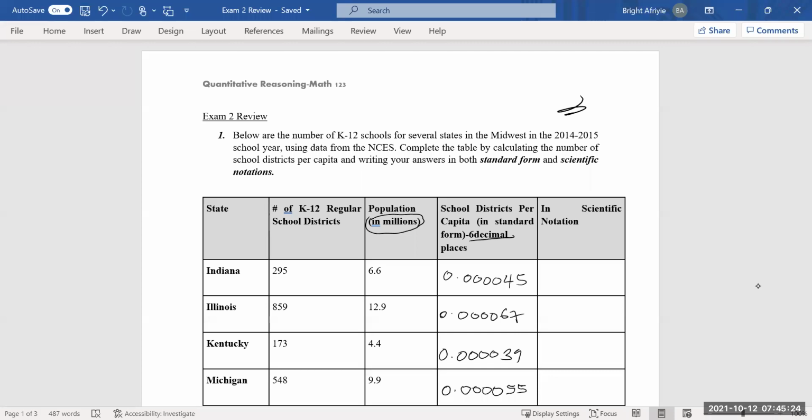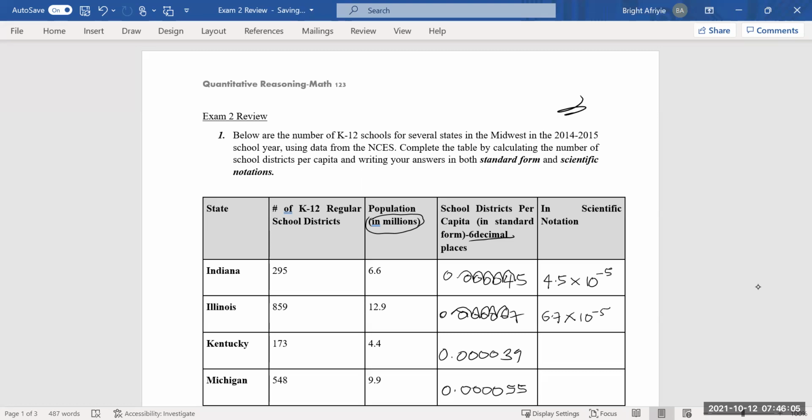Now you are going to write these in scientific notation. So for Indiana, for scientific notation, move the decimal point so that there's one non-zero number. So you're going to move the decimal point to the right: 1, 2, 3, 4, 5. So this is going to give us 4.5 multiplied by 10, and because we moved to the right, this will assume a negative exponent. We're going to do the same thing for Illinois: 1, 2, 3, 4, 5. So this will be 6.7 times 10 exponent negative 5.